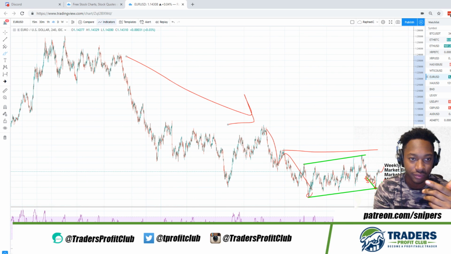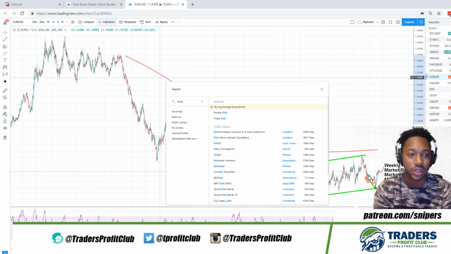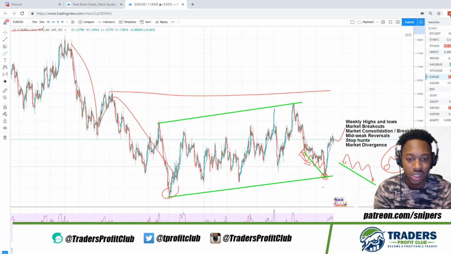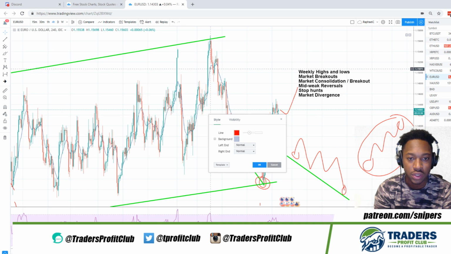So if we put an EMA, which I like to use a 200 EMA, right? We can put a 200 EMA there, as you guys can see. Let's just move this EMA. Come on. Price sometimes doesn't want to work with me. So there we go. Visibility, style, template.